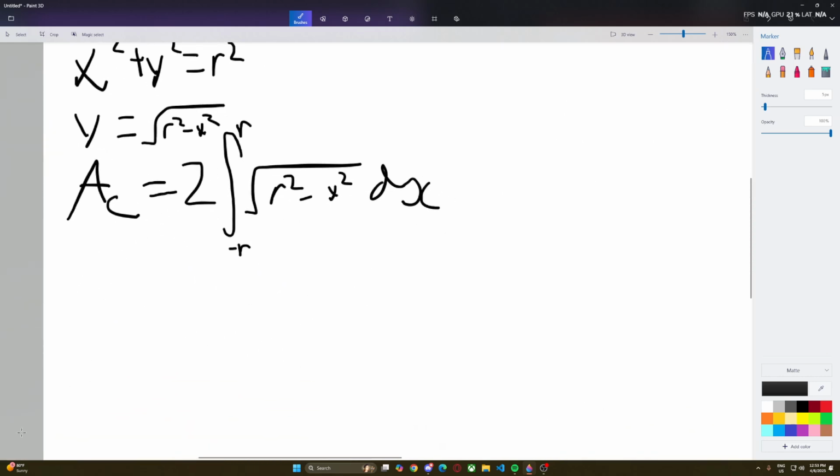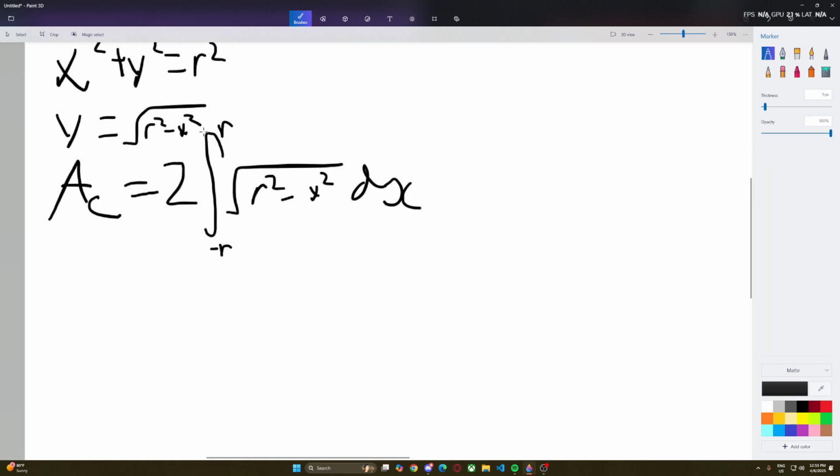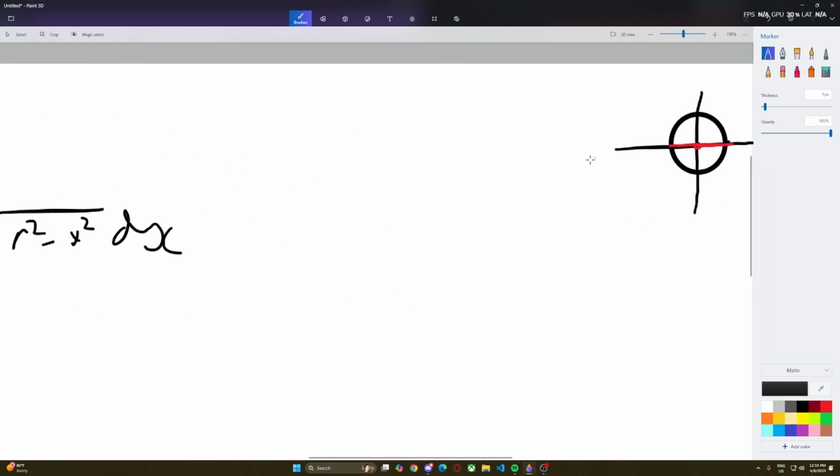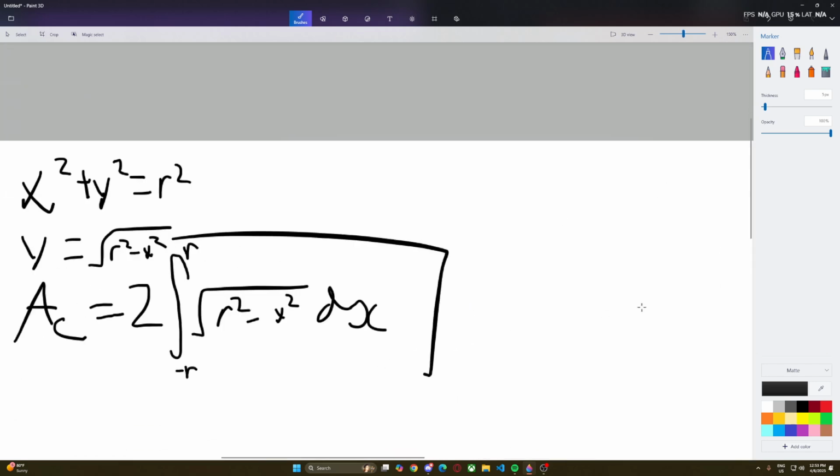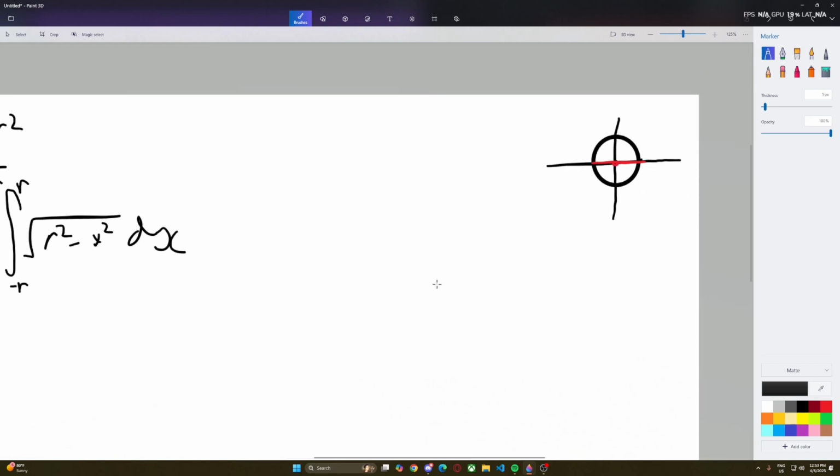Alright. Let's try explaining this like an AB student. How the AB student can probably figure this out, right? So, with this in mind, let's start with solving this integral. So, where are we going to start?